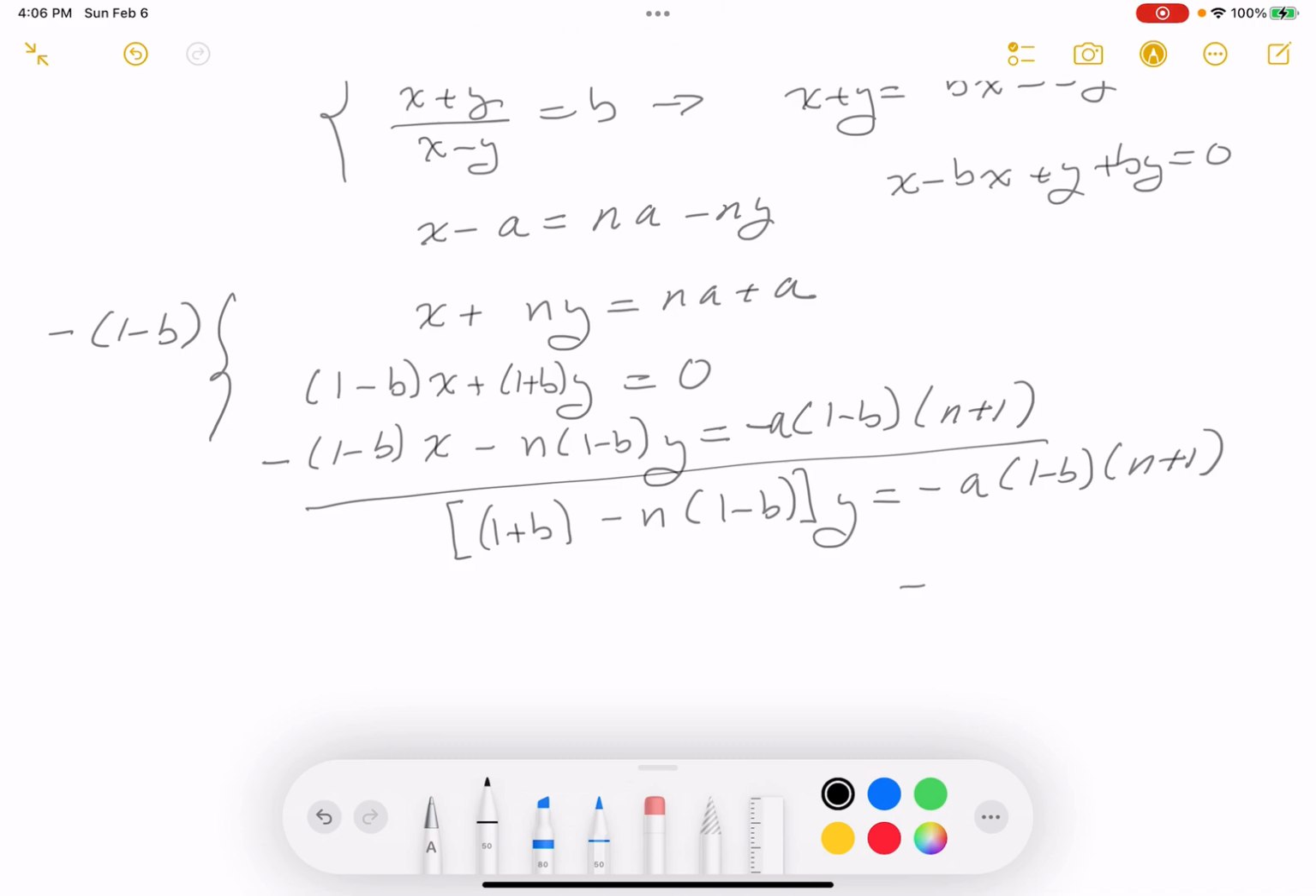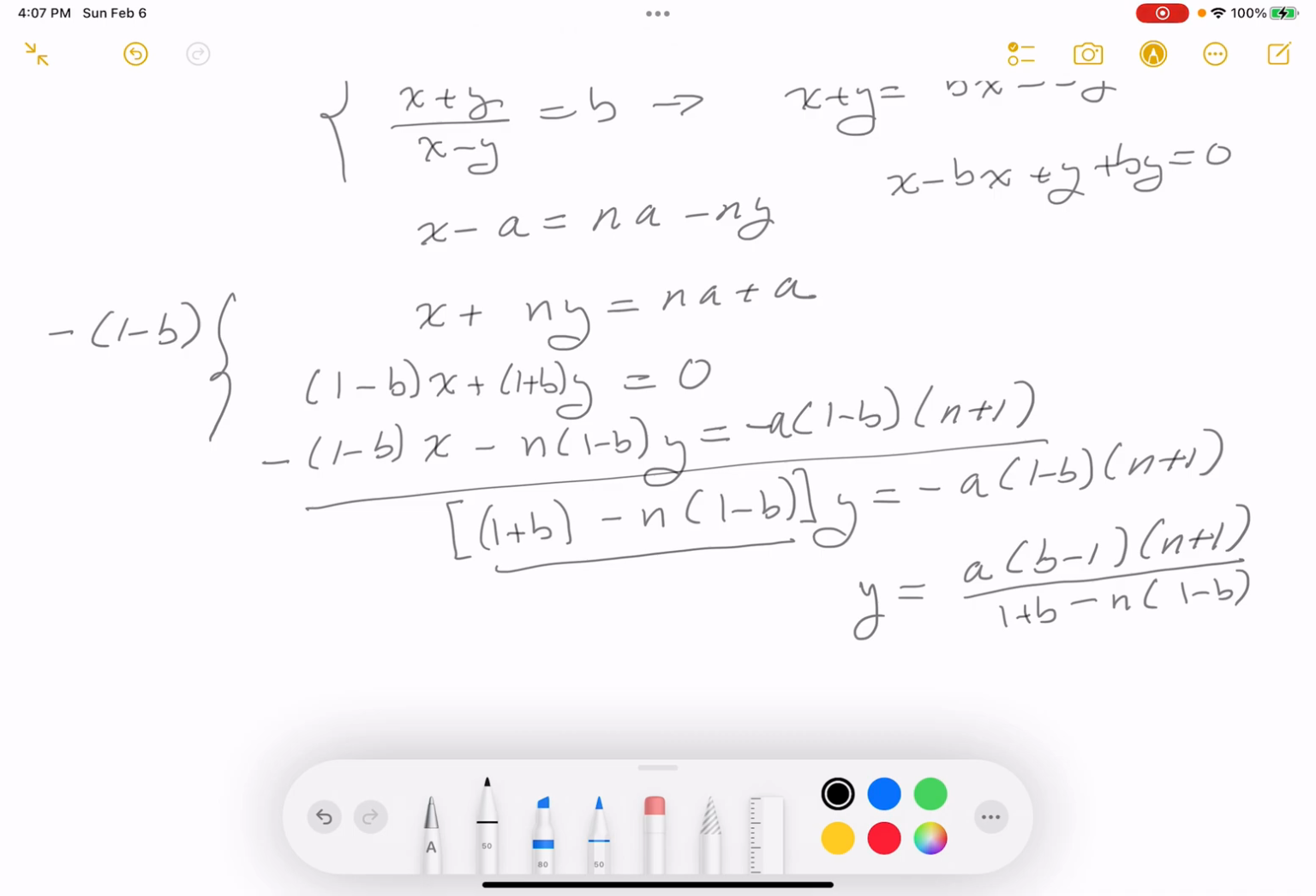I got to do some work here, don't I? And I don't like the way the right side looks. I'm going to write it as a(b minus 1)(n plus 1). It looks more natural to me. And then I'm not really sure if simplifying that is a good idea. It's probably not. So I'm going to write this down, but I'll look at the key. That's going to give me y equals a(b minus 1)(n plus 1) over 1 plus b minus n(1 minus b).